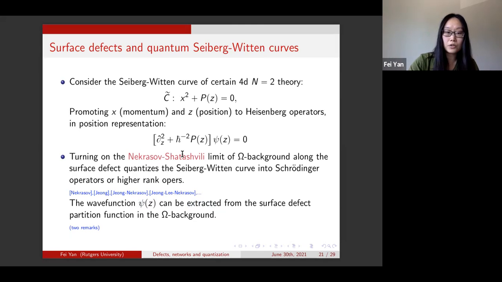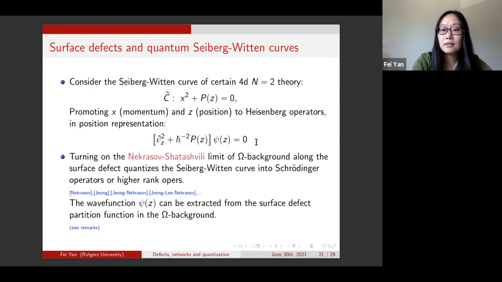And when you do that, of course, your partition function will receive some singular contribution from the bulk. So that's the original story of Nekrasov-Shatashvili. If you factor out that singular contribution, you get some regular part. The regular part sort of corresponds to the wave function psi here. So I wrote two remarks here. The first remark is, first of all, this omega deformation gives you a canonical way to obtain this quantization of the Seiberg-Witten curve.